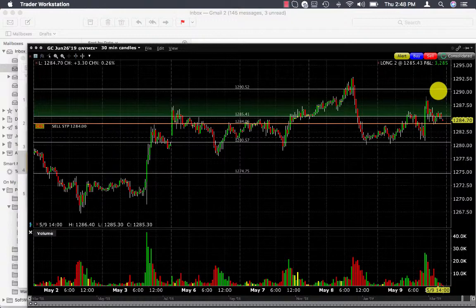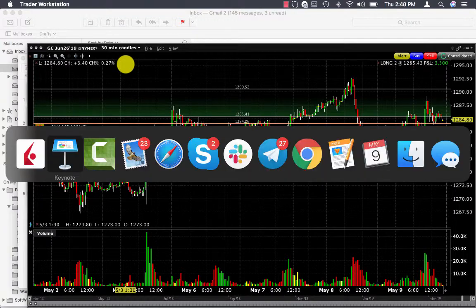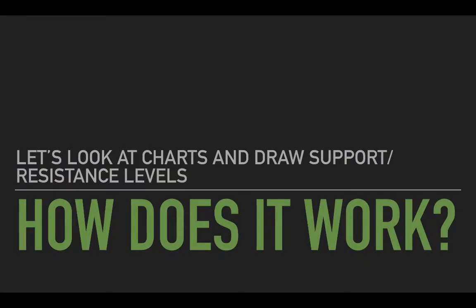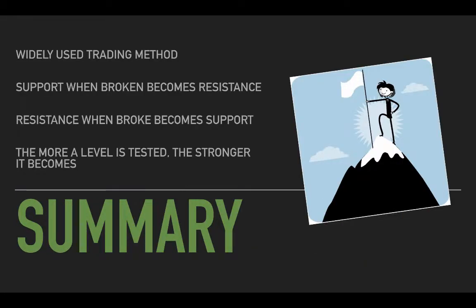We'll talk more about this as we get further into applying different trading methods, but I hope this gives you some quick down and dirty examples of what support and resistance looks like, how we draw it, and how we can use it very quickly to apply to our intraday trading. And that is it. Let's pop back over to the presentation and flip back over here to summarize things.